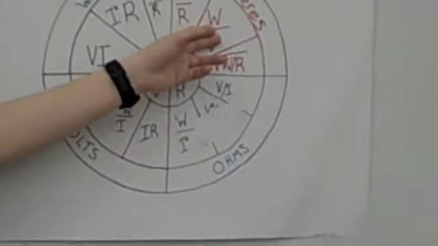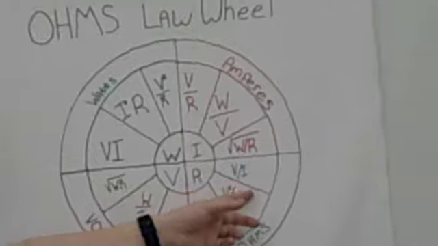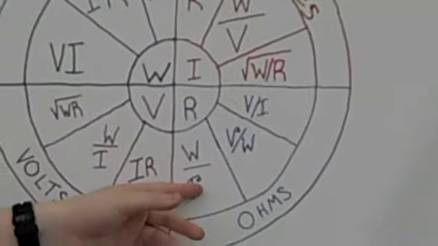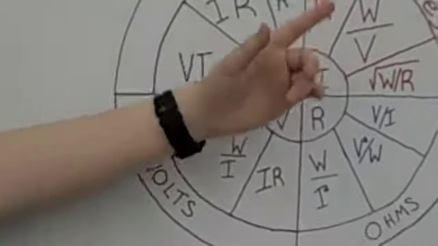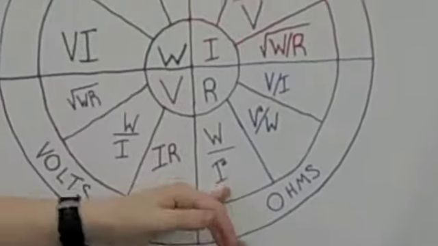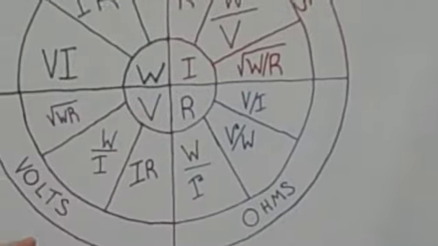So then for resistance, the formulas are V divided by I, V squared divided by W, which is watts, and then W divided by I squared. So that would be this divided by this equals this, this squared divided by this equals this, and then this divided by this squared equals this.